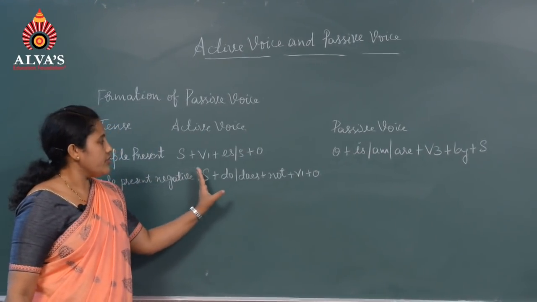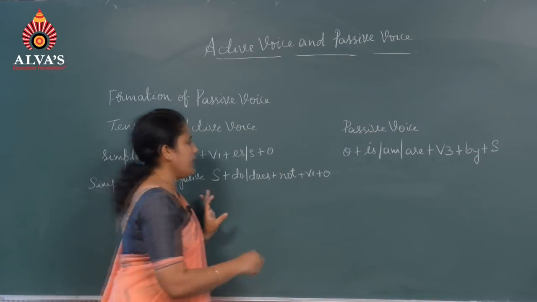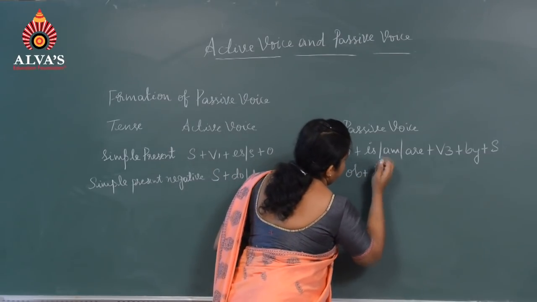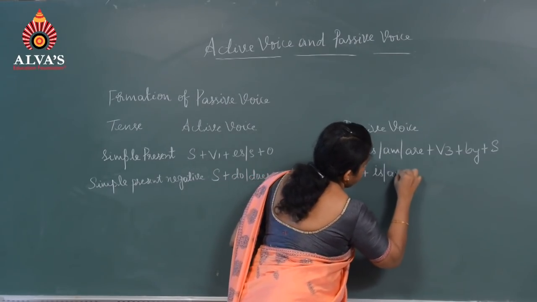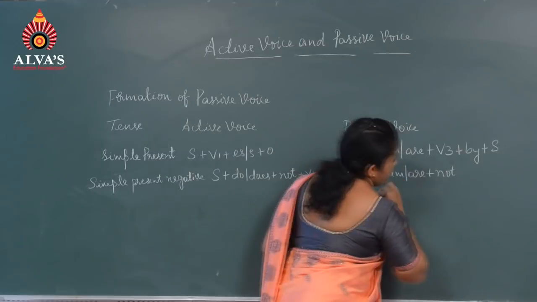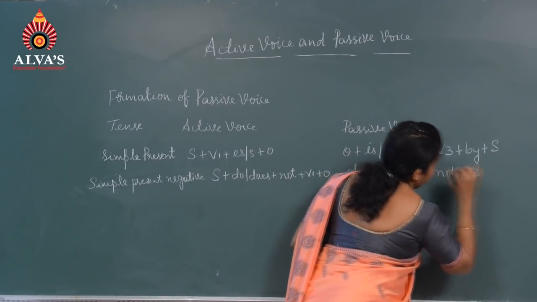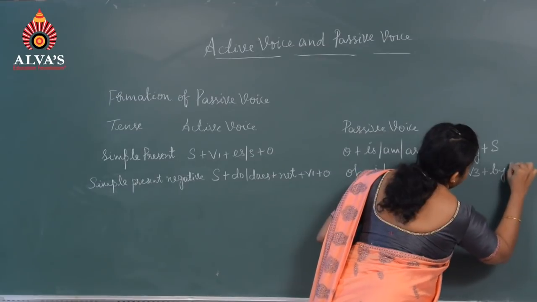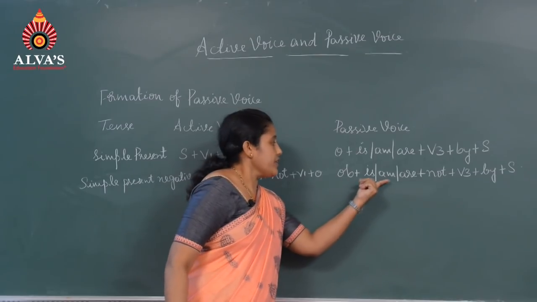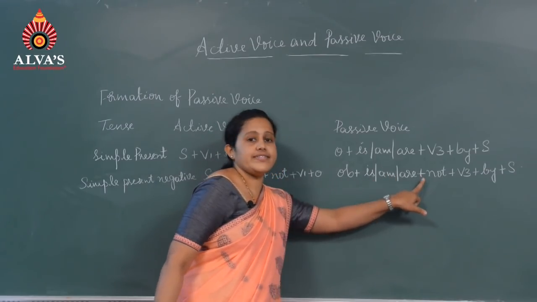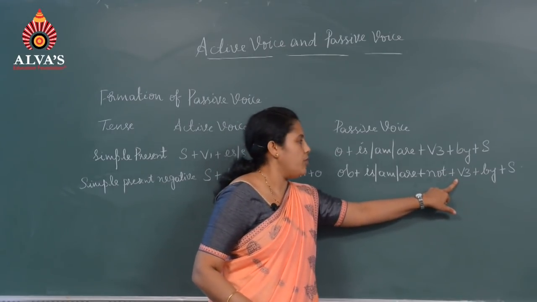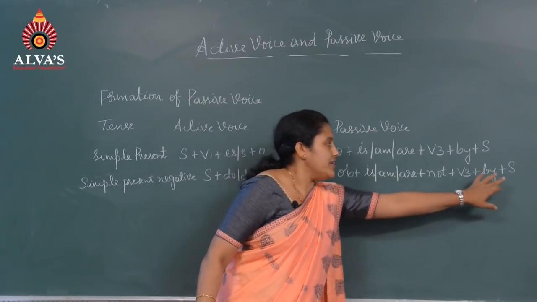When we change from active to passive, the formula is object plus is, am, are plus not plus V3 plus by plus subject. So, this is object plus is or am or are plus not plus V3, that is the past participle form of the main verb, plus by plus subject.